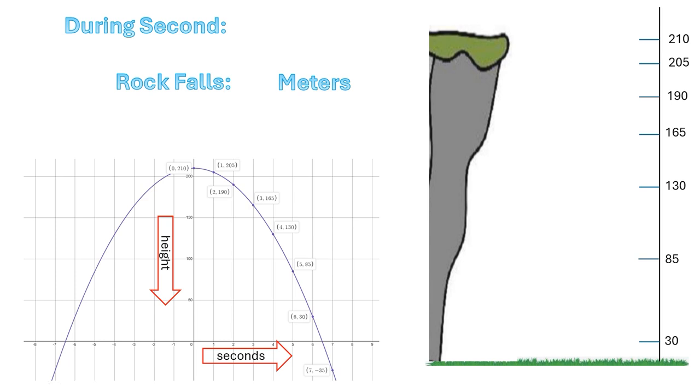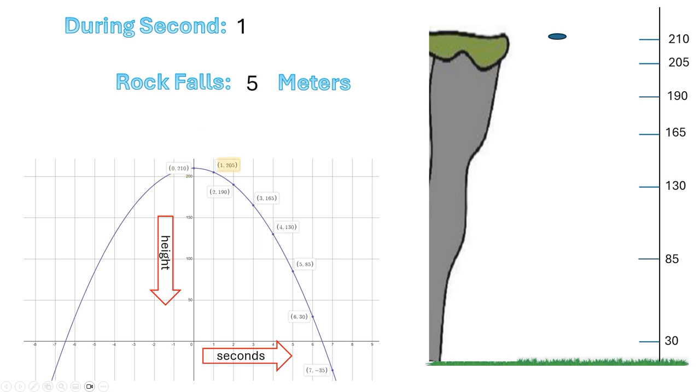All right, let's have a little bit of fun with some animations. At 0 seconds, we have a rock that is at 210 meters. So our coordinate is seconds, height: 0 seconds, 210 meters. There's our rock sitting there at a height of 210 meters.